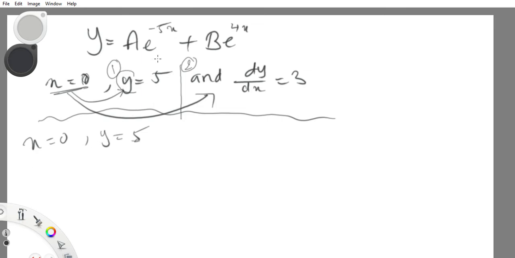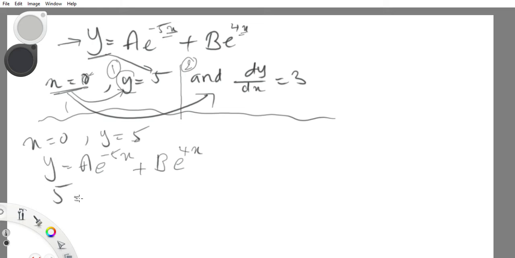So what we're going to do is we're going to literally replace this. So this was our solution. We're replacing this y with the number 5, and replacing the x's in the solution with the number 0, because that's what it tells us to do. So the equation was this, and I'm going to place 5 as y and x as 0.